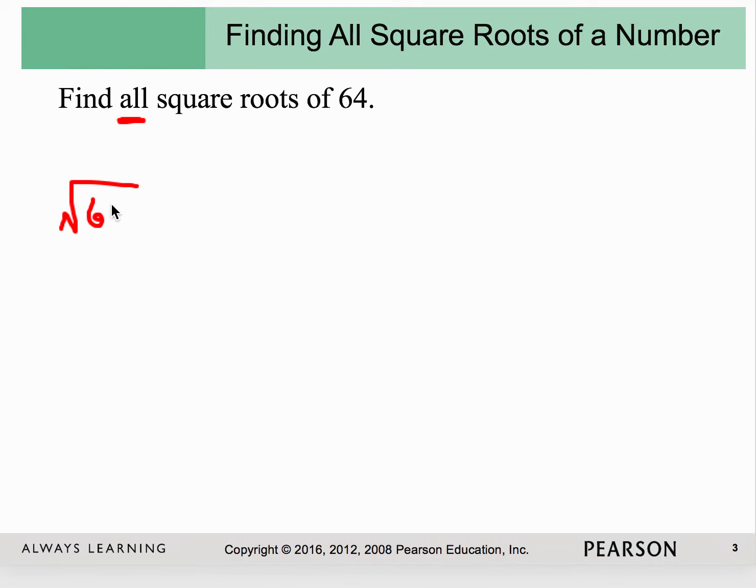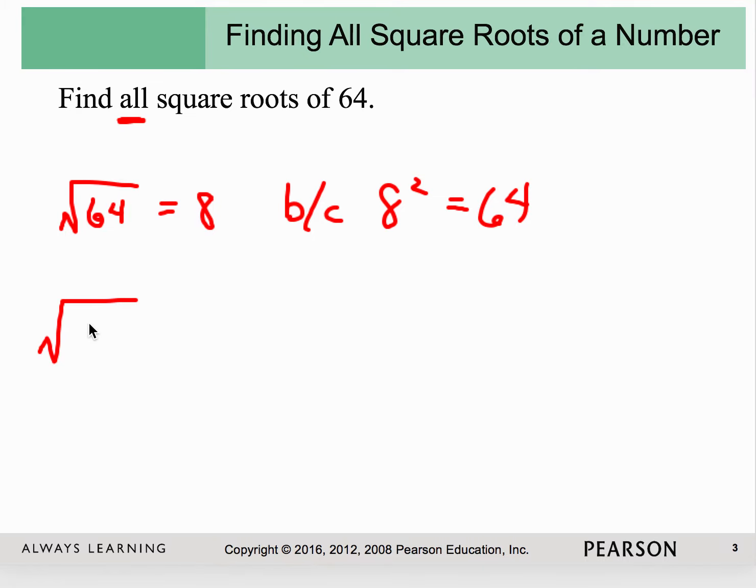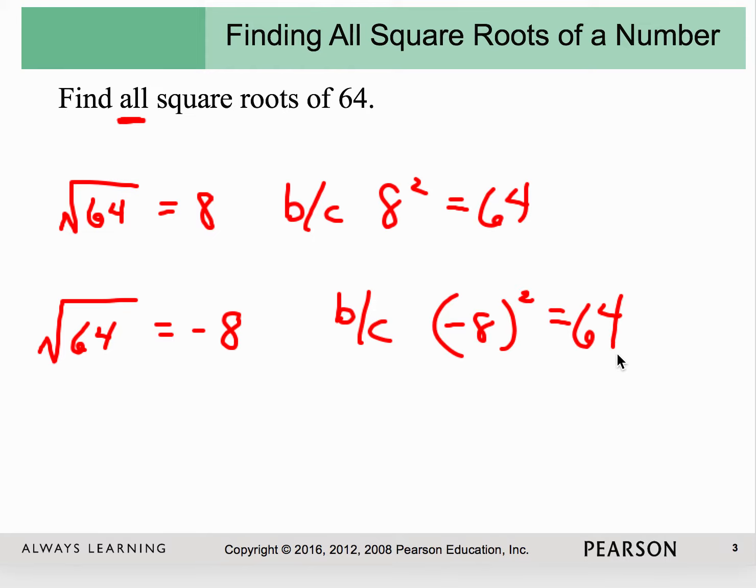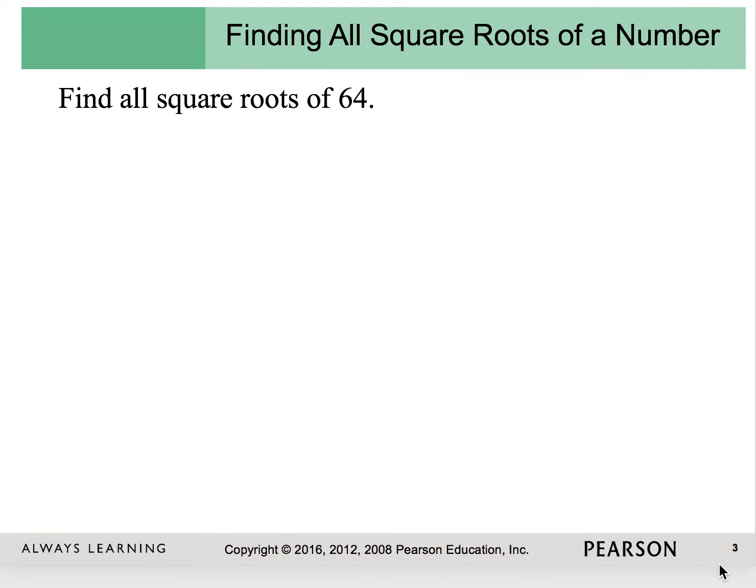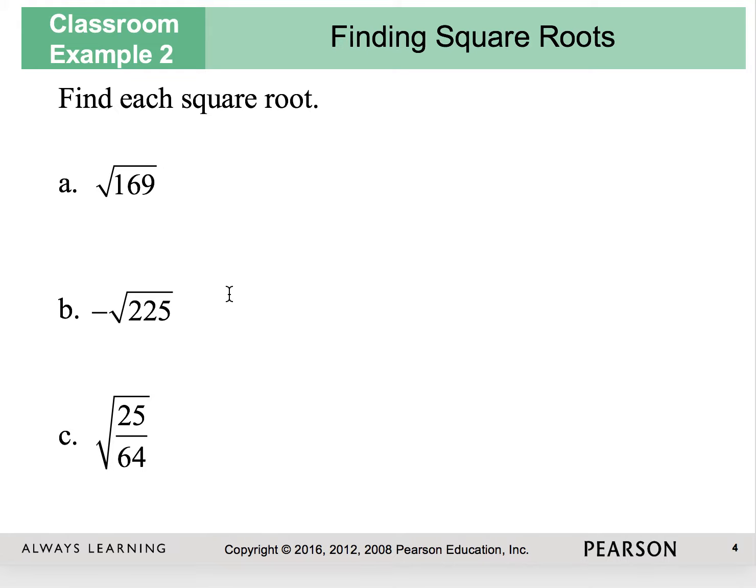This is what we were just talking about. Technically, the square root of 64 is 8 because 8 squared is 64, right? But don't forget, the square root of 64 could also be negative 8 because negative 8 all squared is also 64. Okay? That makes sense? So pay attention, does it say find all square roots or just find the square root? Because if it just says find the square root, we're talking about the principal one.